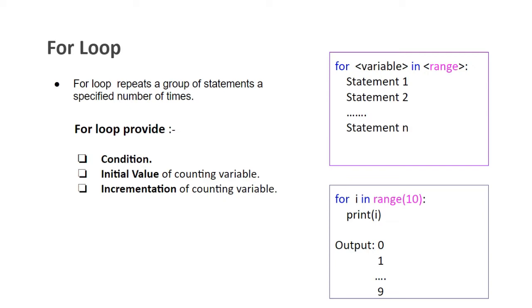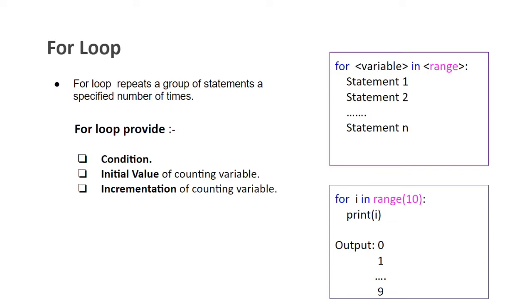In this we go till n minus 1 terms. Then after this we have a colon and then a print statement. In the print statement, simply i is written inside brackets, which is the variable name. So how will this program work? First i will be 0 and then it will go to the print statement and simply print i, which is 0.